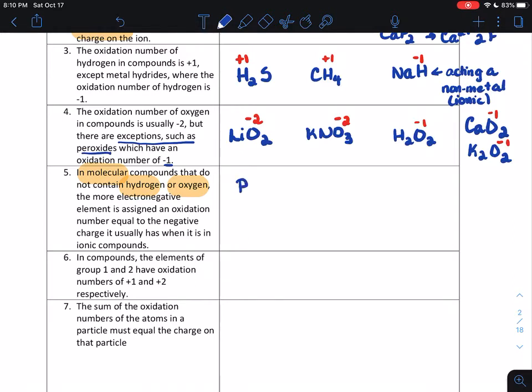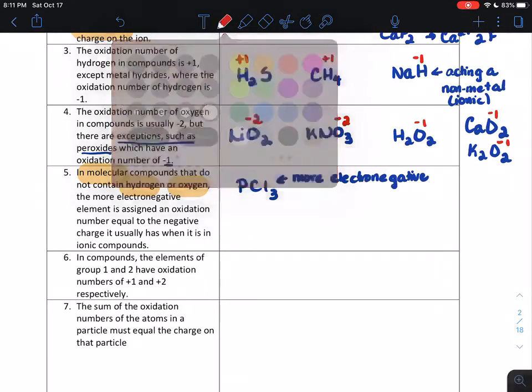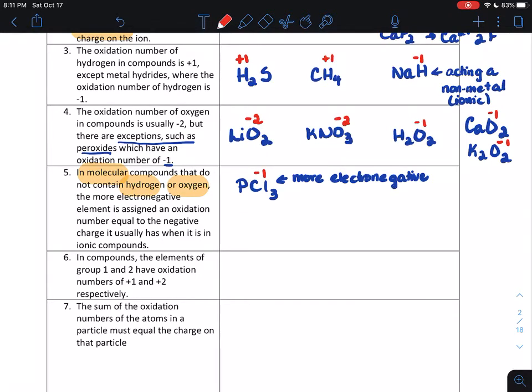My first one is going to be PCl3. So I have a covalent compound, no oxygen or hydrogen to guide me. So I now need to look at electronegativity. And I look at these two, and Cl is the more electronegative. It is 3.2. P is 2.2, so it's more electronegative. What charge does chlorine usually have? It has a -1 charge, so I assume that it has an oxidation number of -1.